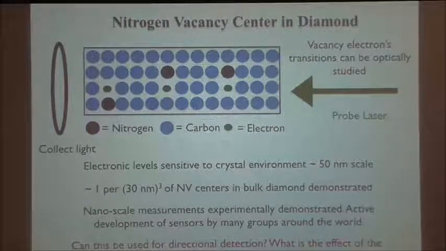And there's a natural question now. We have a nanoscale signal from the dark matter, and we have a nanoscale sensor. Can you actually put them together to try to do something? What would this experiment look like?